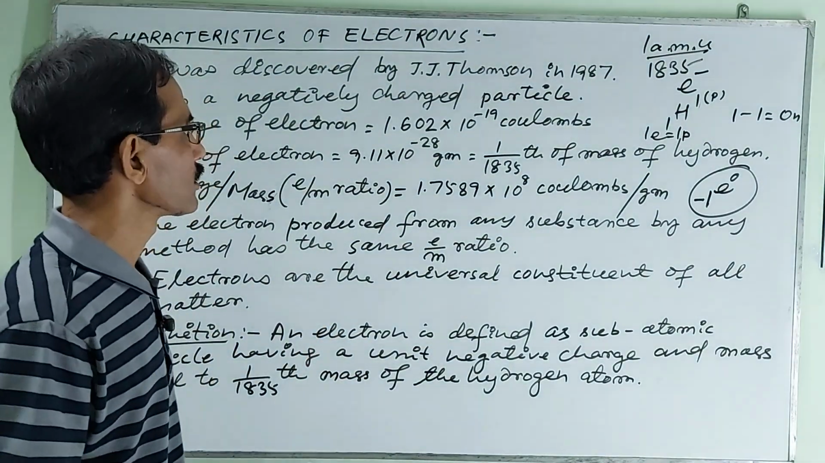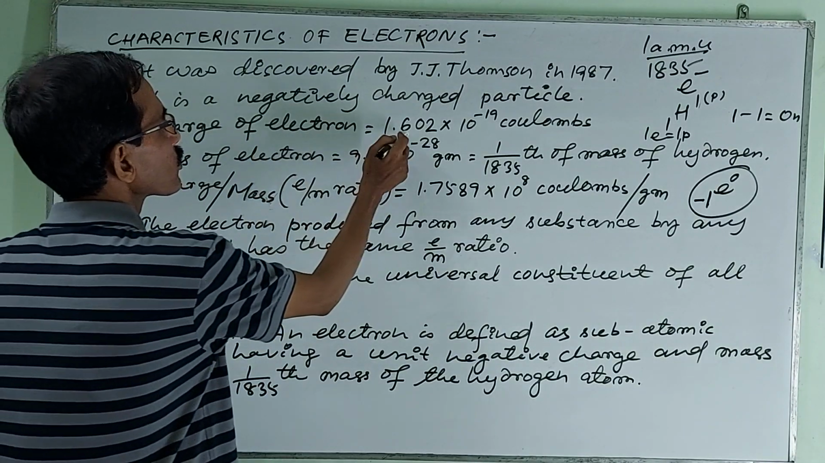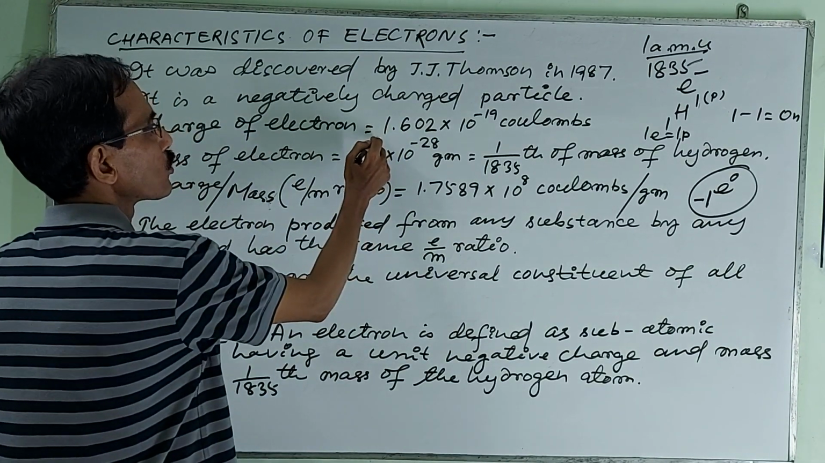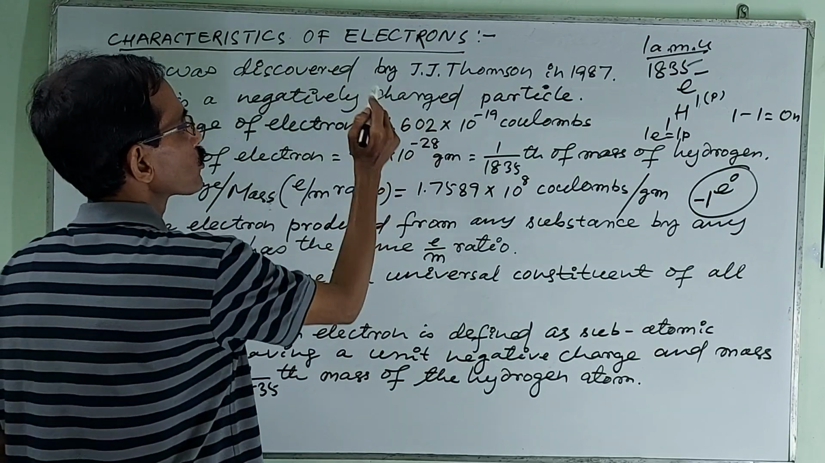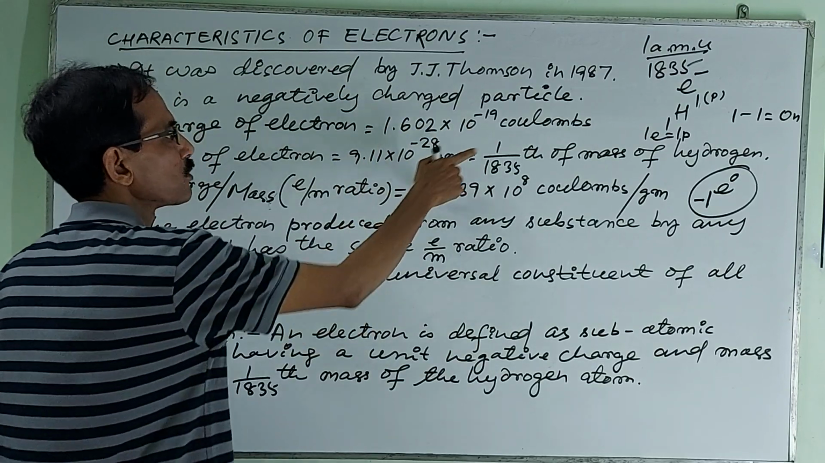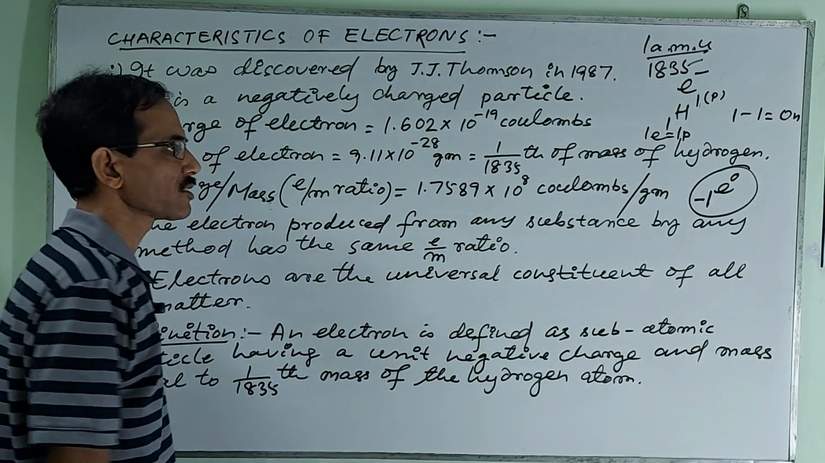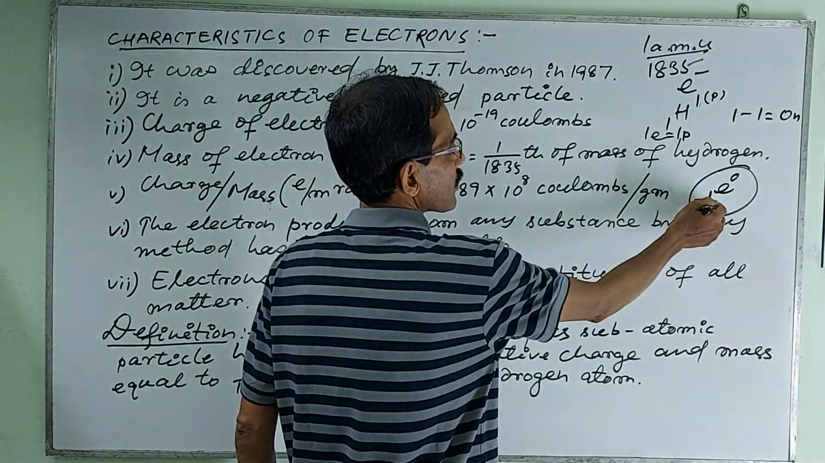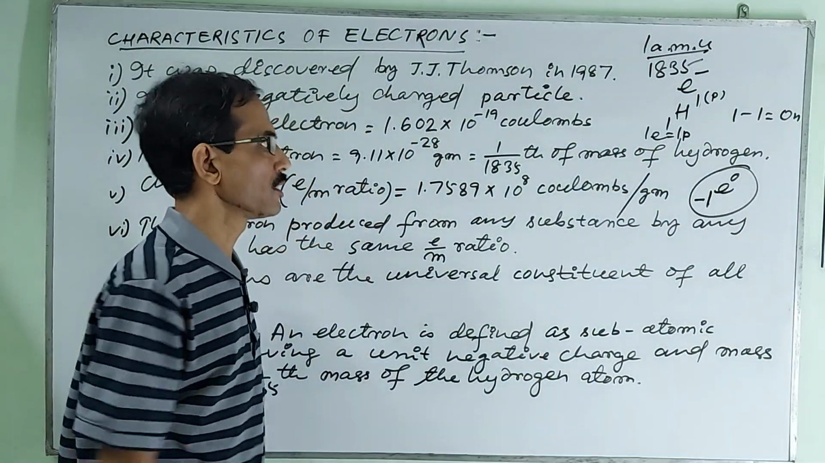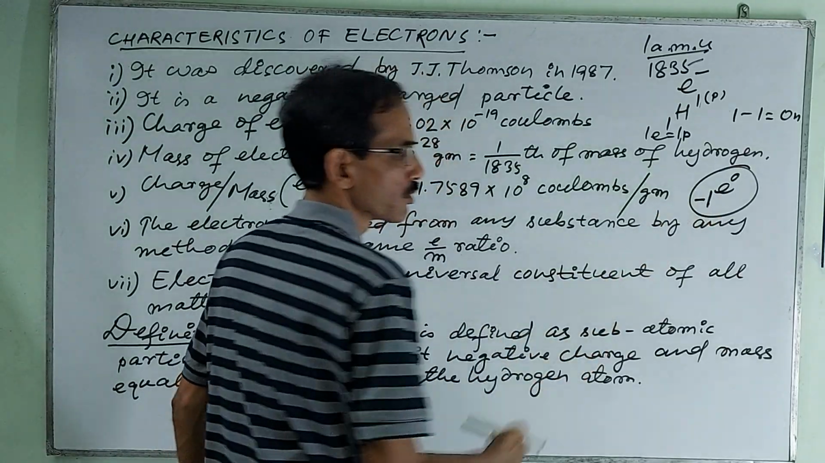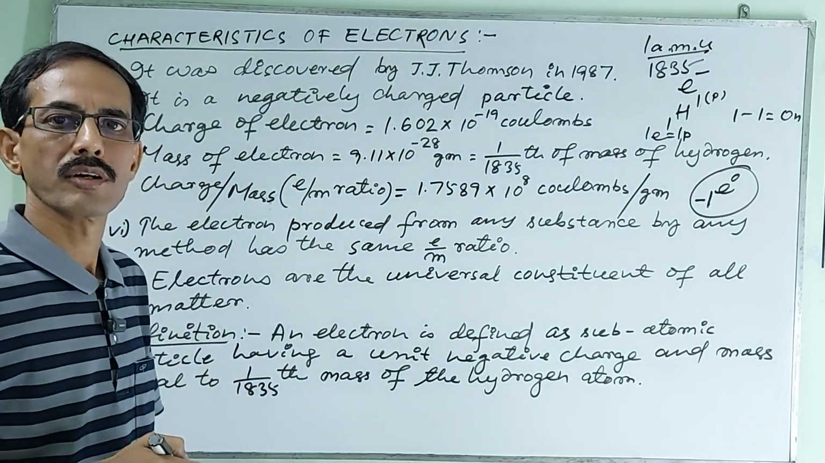Let's clarify. Charge on an electron is equal to 1.602 into 10 to the power inverse 19 coulombs, and I said it has unit negative charge. This is contradictory. You get some confusion.